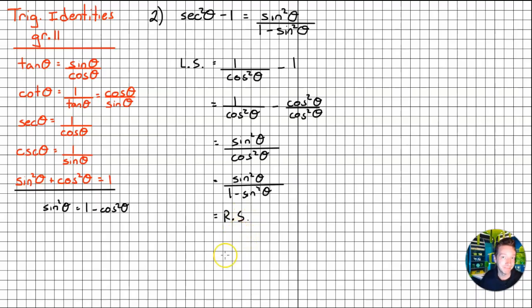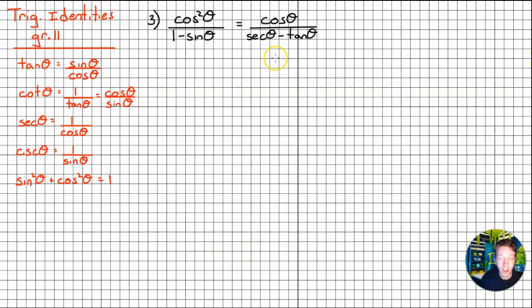How are we doing? Let's do the next one. All right, so which side do we want to work with? The right side has a secant and a tan. Let's work with the right side. So we have cos theta on the numerator. Now let's change these. So secant theta is 1 over cos. And tan theta is sine over cos.